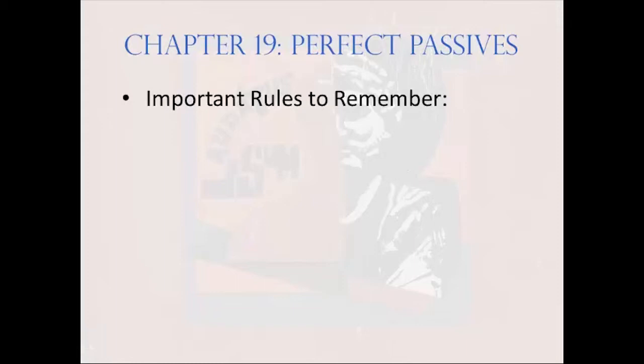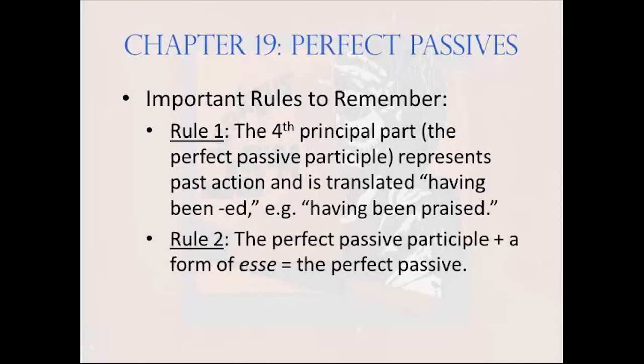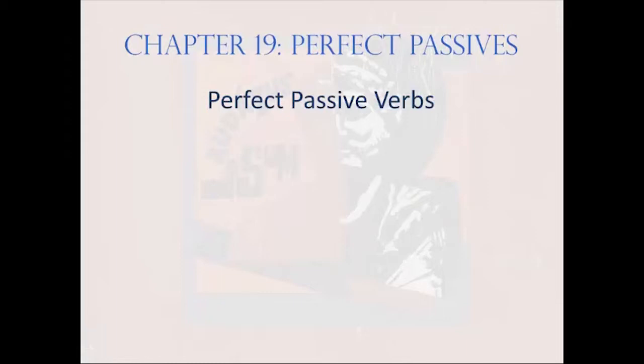There are two important rules to remember here. Rule 1. The fourth principal part of the verb, that is, the perfect passive participle, represents past action and is translated having been whatevered. For example, having been praised. Rule 2. The perfect passive participle plus a form of the verb to be is the formula for creating a perfect passive finite verb.